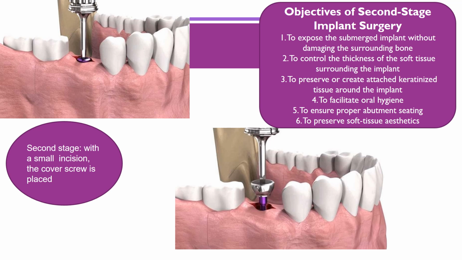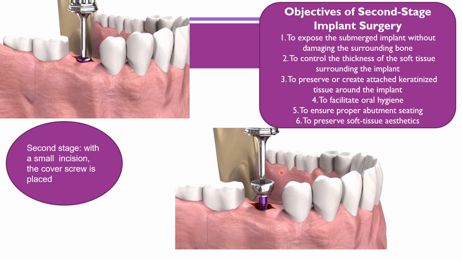You can see that a small incision will be given for uncovering the area. The main objectives of second stage surgery are to expose the submerged implant without damaging the surrounding bone, to control the thickness of soft tissue surrounding the implant, to preserve or create attached keratinized tissue around the implant, to facilitate oral hygiene, to ensure proper abutment seating, and to preserve soft tissue aesthetics.